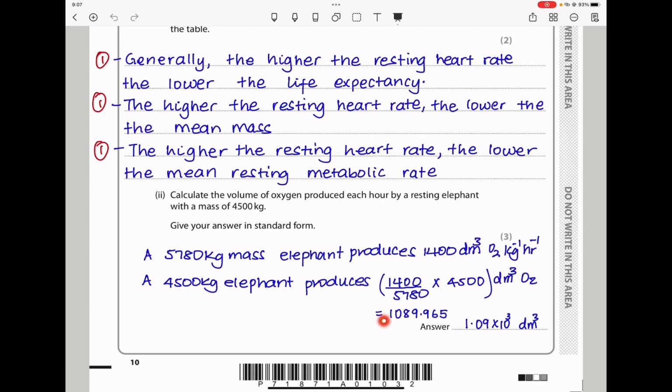So my answer was 1089.965, which I rounded off because actually they want my answer in standard form. So I said moving 1, 2, 3. So it's going to be 1.09 times 10 power 3. The answer is in 3 significant figures, but written in standard form. So this was my answer. Moving on.